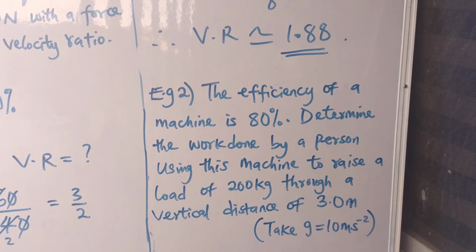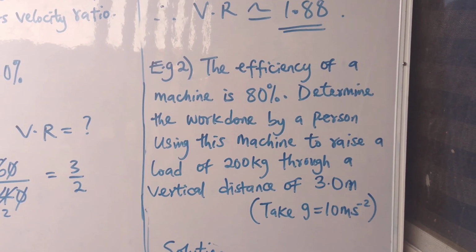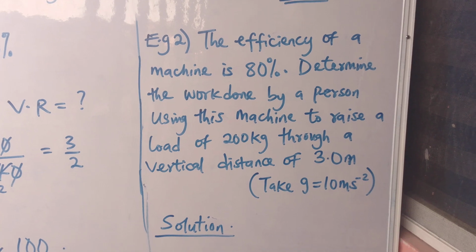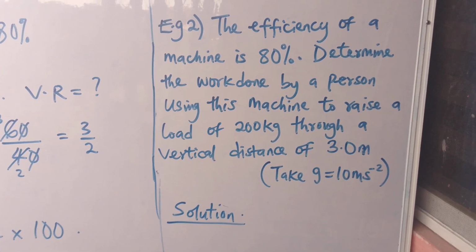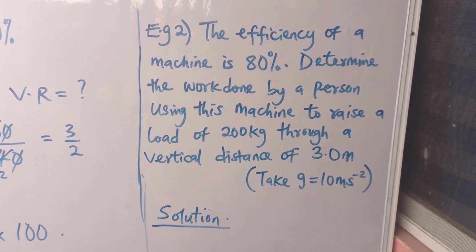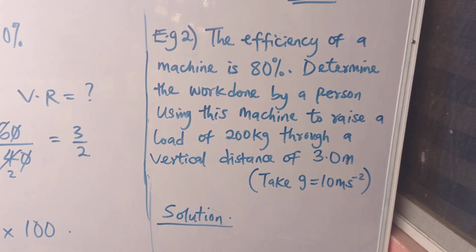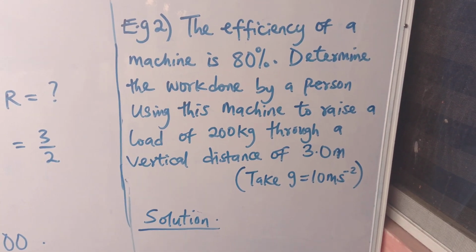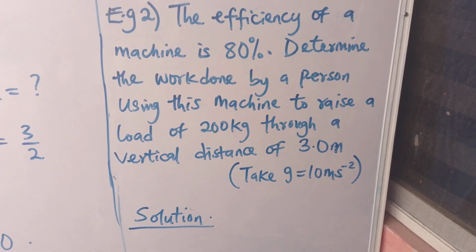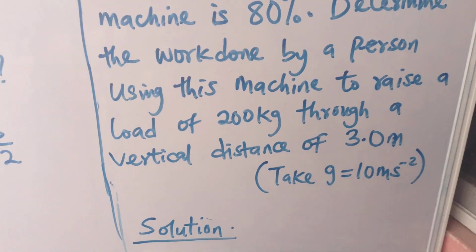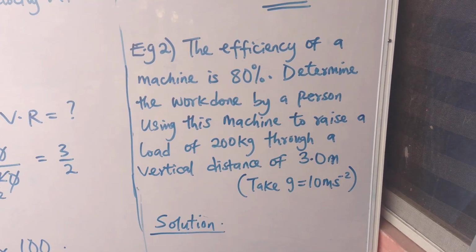Alright, we have another question on the board. It says the efficiency of a machine is 80%. Determine the work done by a person using this machine to raise a load of 200 kg through a vertical distance of 3 meters. That is 3.0 meters. And we are told to take acceleration due to gravity as 10 meters per second square.